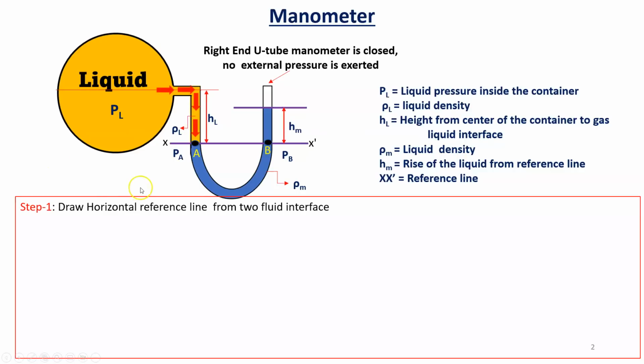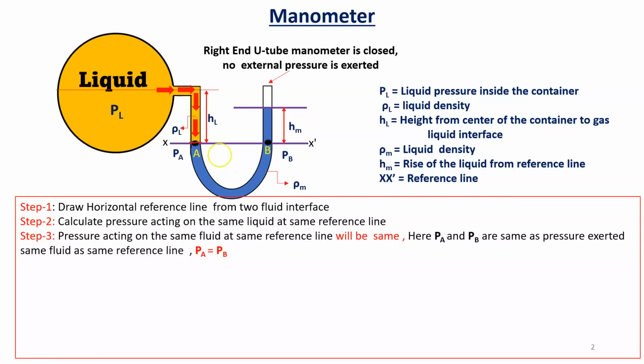Okay, so here it is similar to earlier. Step one, draw a horizontal reference line from the two fluid interface. So this is the two fluid interface. From here we have to draw the horizontal line, that is actually called the XX reference line. Second, calculate pressure acting on the same liquid at the same reference line. Step number three, pressure acting on the same fluid at the same reference line will be the same, so it means PA is equal to PB.